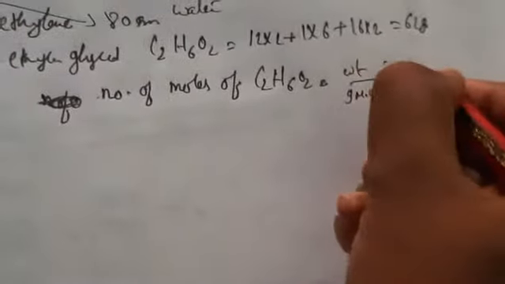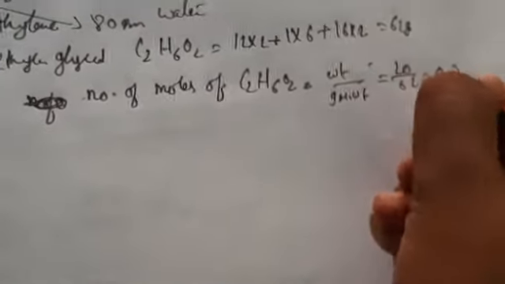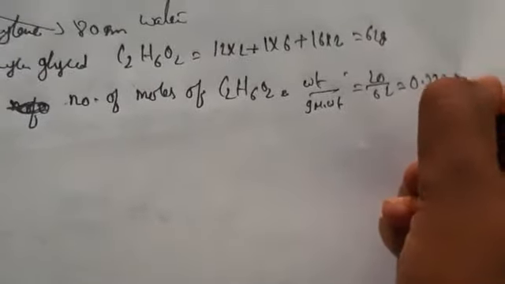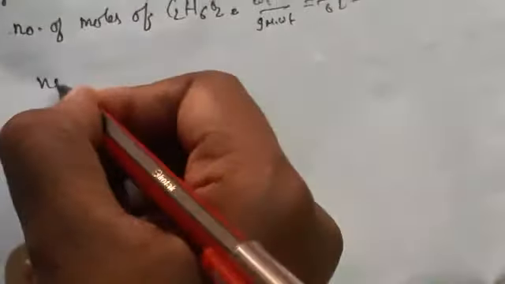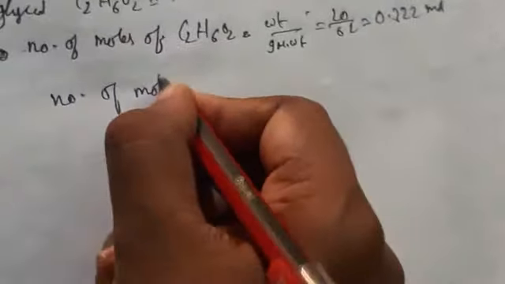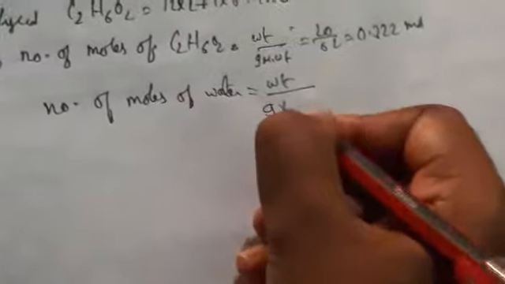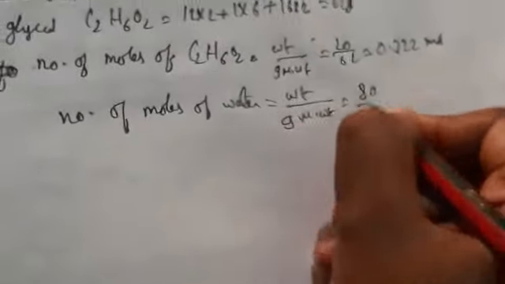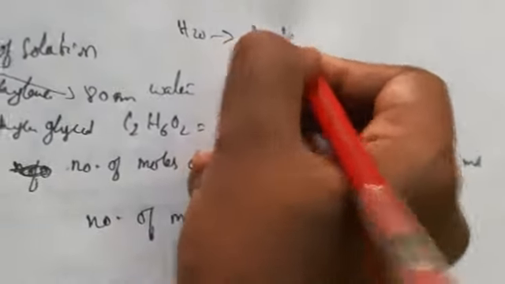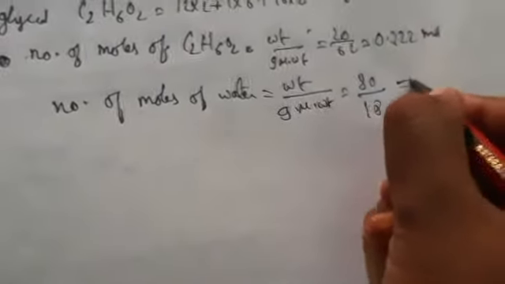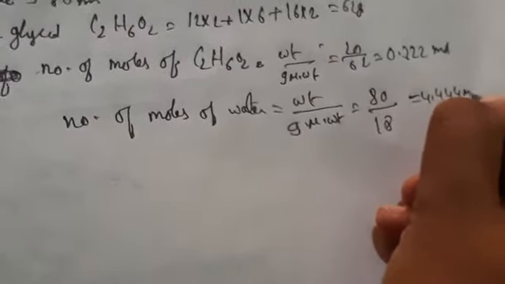So ethylene glycol weight, how much have we written? 20. 20 by 62 is equal to 0.322 mole. And coming to moles of water, weight by gram molecular weight, 80 by 18. H2O means 2 plus 16, total 18 grams. That one I have already written. So you will be getting 4.444 mole.